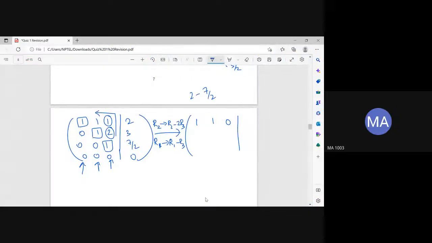Am I writing on it? Yes, ma'am. 2 minus 3.5 is minus 1.5, so minus 3 by 2. Then 0, 1, 2 minus 2 is 0. 3 minus 7 is minus 4. Then 0, 0, 1, 7 by 2, and 0, 0, 0, 0.